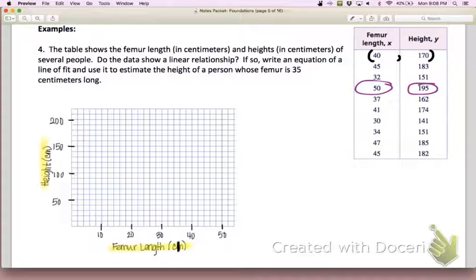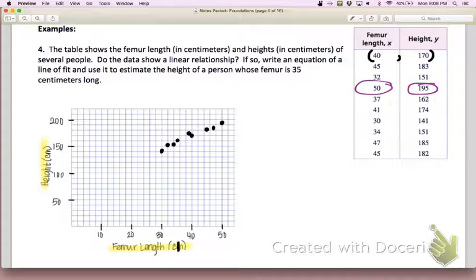So here it is. That is 40, 170. We're going to go through and do each ordered pair in that scatter plot. So go ahead and take a second to do that, and I'll be done in a flash. Ta-da! Here are my data points. That's what I get when I graph all of those.